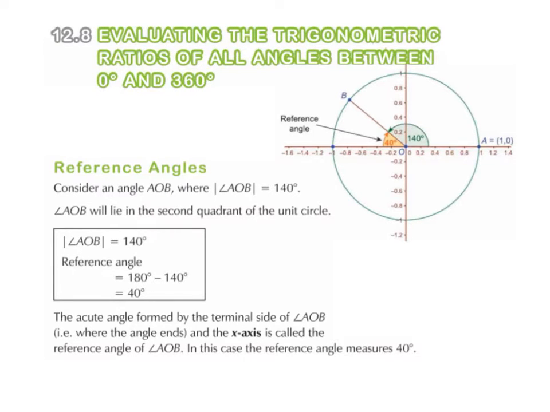Evaluating the trigonometric ratios of all angles between 0 and 360 degrees. Okay, so it's important to note that a full circle is made up of 360 degrees.